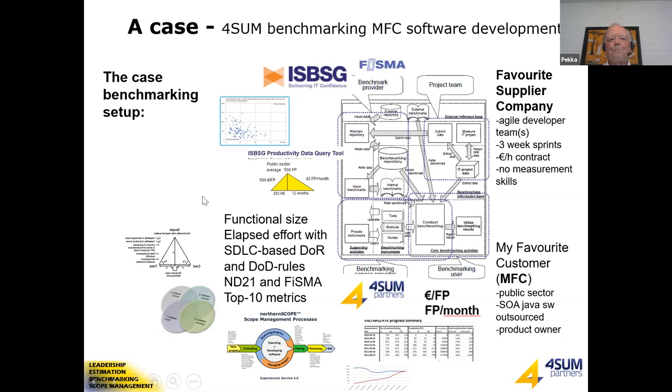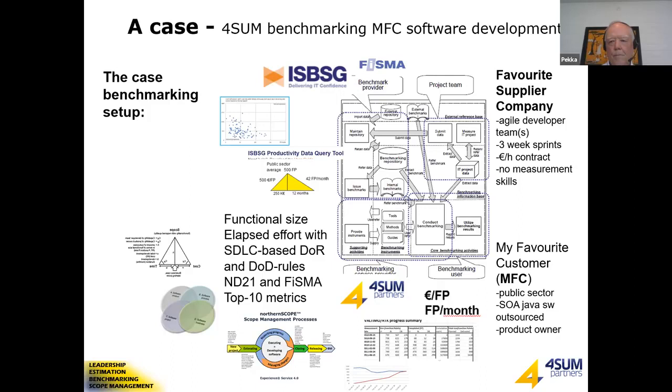On the top, we are using ISBSG and FiSMA based benchmarks. There is the ISBSG productivity PDQ productivity data query tool, and then a couple of other. There is the public, because this MFC company or organization is working on a public sector. We are using the public sector data from experience database, and also we are using triangle that is representing public sector.